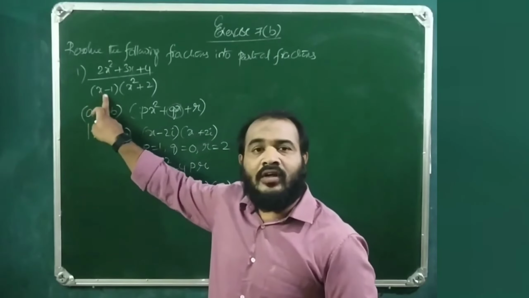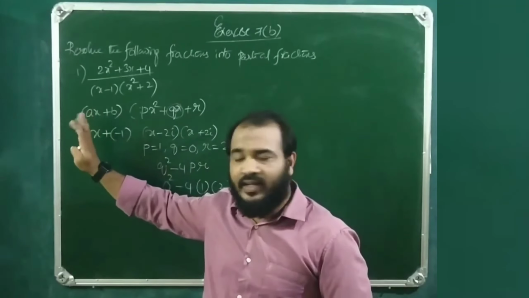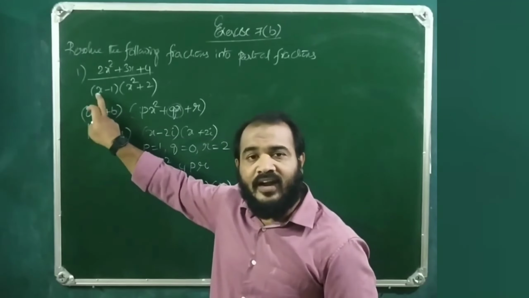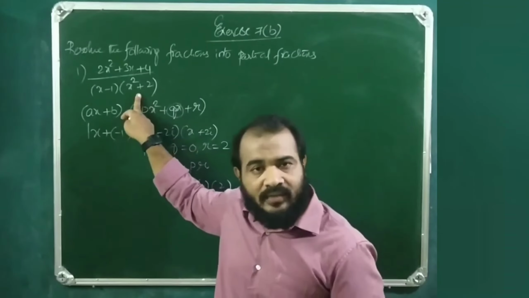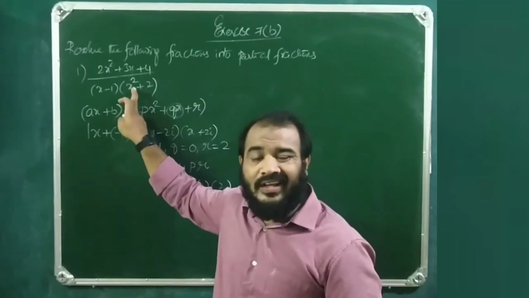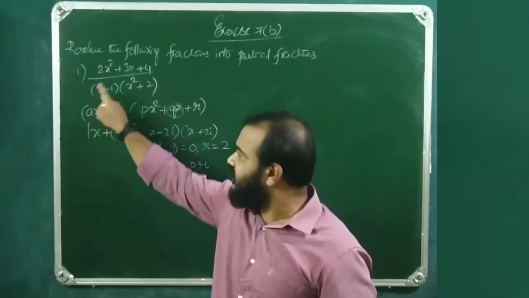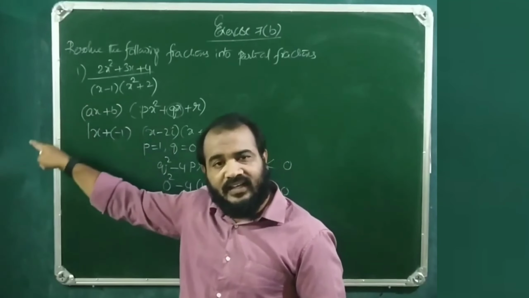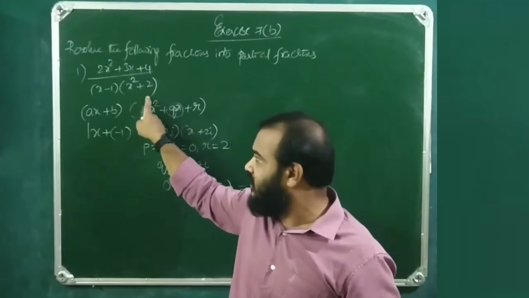So this comes under the first type because x minus 1 is not repeated. Therefore, this is a non-repeated linear factor. And now x square plus 2 is a non-repeated irreducible quadratic factor. So type 3. This particular problem is the combination of type 1 and type 3.